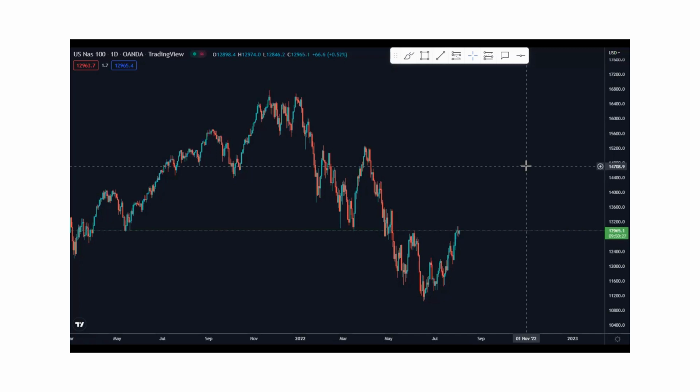So for today, we're going to look at Nasdaq 100, how to trade Nasdaq 100.